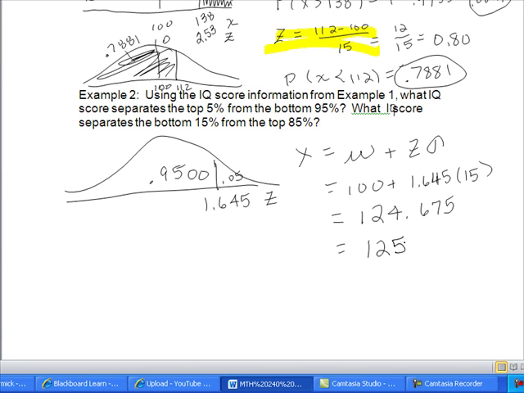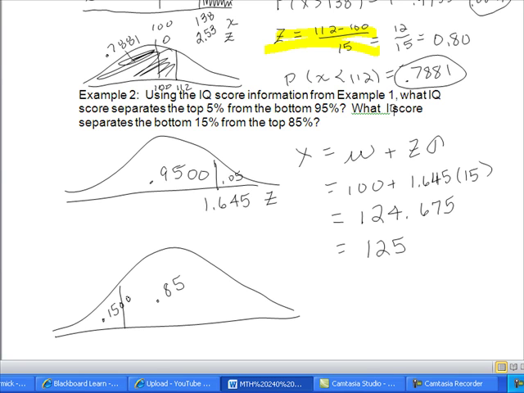Okay, now, what IQ score separates the bottom 15% from the top 85%? So again, we want to look up the area to the left. This time it's going to be a negative z-score. We look up 0.1500. Okay, we have 0.1515 and 0.1492. That one's a little bit closer, so negative 1.04 is our z.